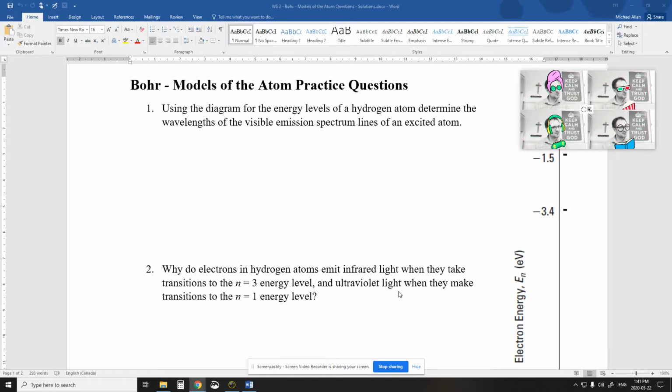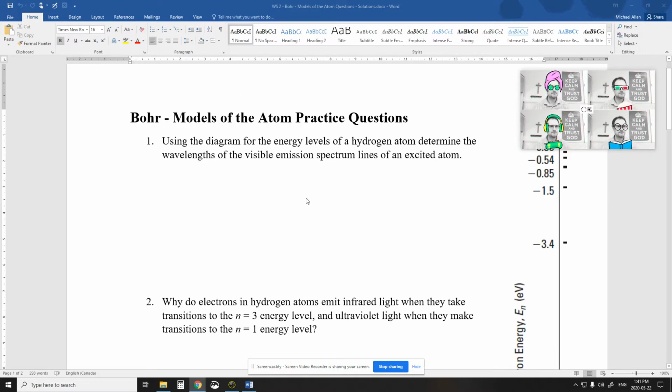Not the majority of the charge, remember, because the charge is split between positive and negative within an atom, and they're both pretty much equal. So the negative electrons and the positive nucleus. Okay, so using this diagram on the side, this is the same diagram you've probably seen in our notes for a hydrogen atom. Determine the wavelengths of the visible emission spectrum lines of an excited atom.